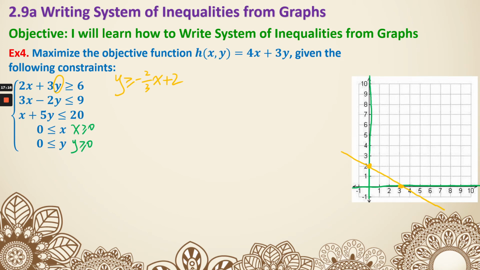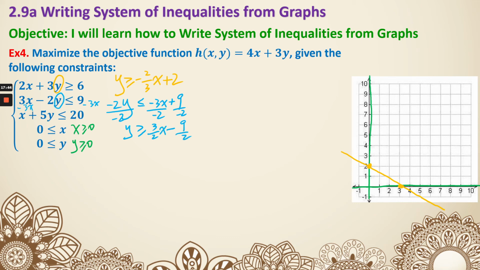Next, I have this. Solve for y. So this time, subtract 3x on both sides. I'm actually getting negative 2y is less than or equal to negative 3x plus 9. Then divide everything by negative 2. I got y is greater than or equal to, because we're dividing everything by a negative number, we're going to flip the sign. So 3 over 2x minus 9 over 2.